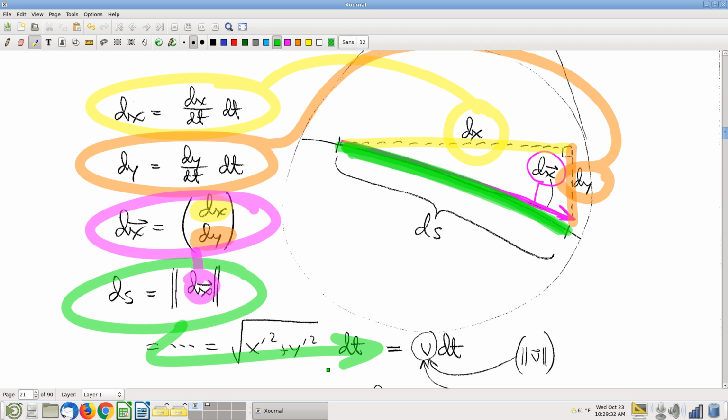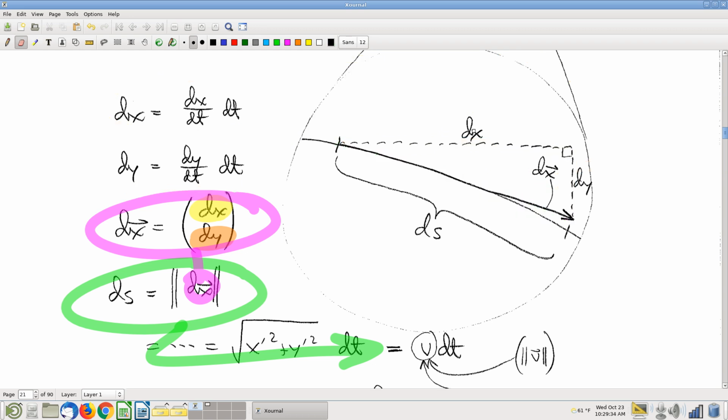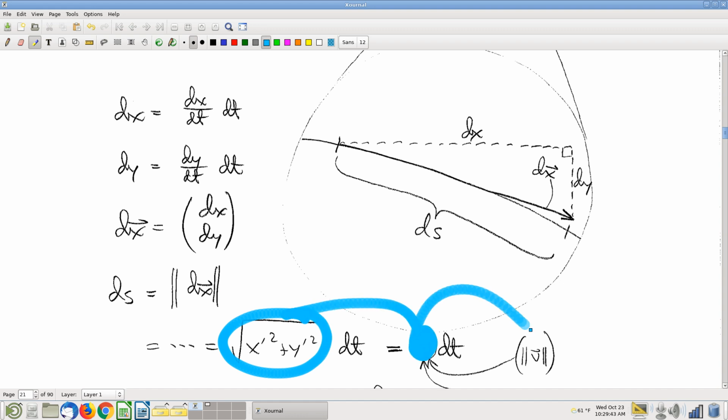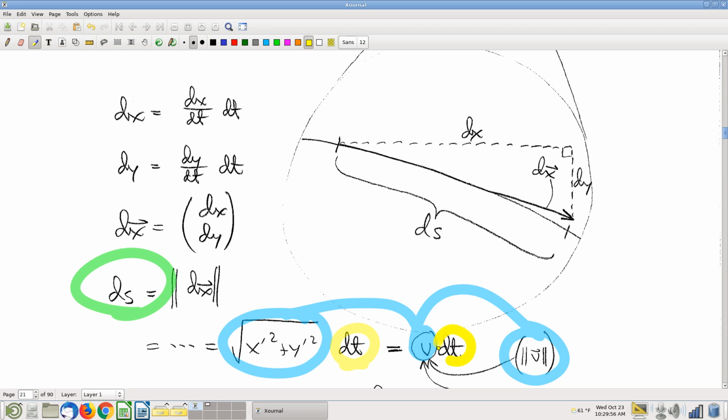And notice my picture's getting a little messy at this point. Let me clean that up. Notice the nice punchline is that I have this thing here, which is its speed. It's the magnitude of the velocity vector. And that is the thing that allows you to compute ds as being a multiple of dt. So speed, the magnitude of the velocity vector, is my stretching factor.